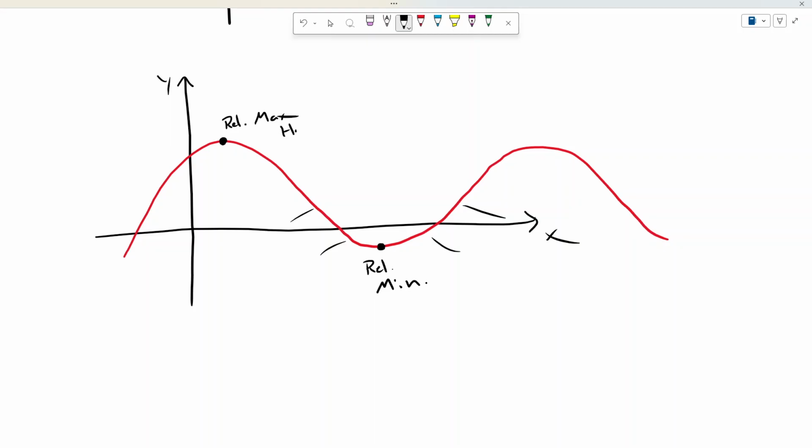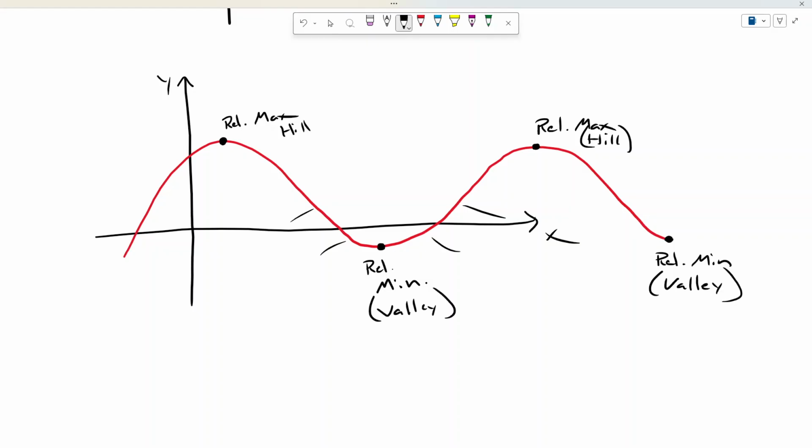All right, so we have a hill. We would have another one here, another relative max, or if you want to think of it like a hill, and then relative min. We're down here in, if you want to think of this like the valley, and then, let's say we kept going off here. Looks like we're about getting to another low point. So this could be another relative min, or again, if you think of it in terms of hills and valleys, another valley.